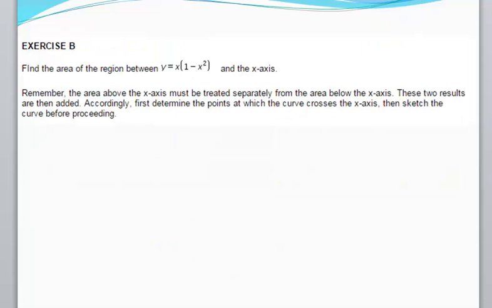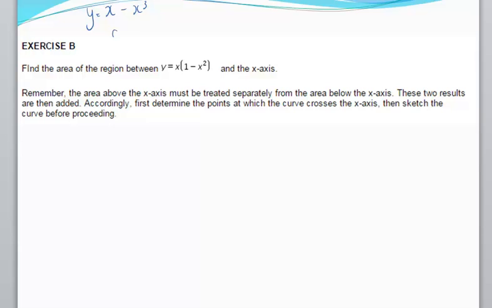Okay, so next we're going to find the area of the region between y is equal to x multiplied by x minus 1 squared. So what we're going to do first of all is try and find out about our curve. So here we have y, and we multiply it through: x minus x cubed. So we look at this and go, okay, this is what our actual y function is.